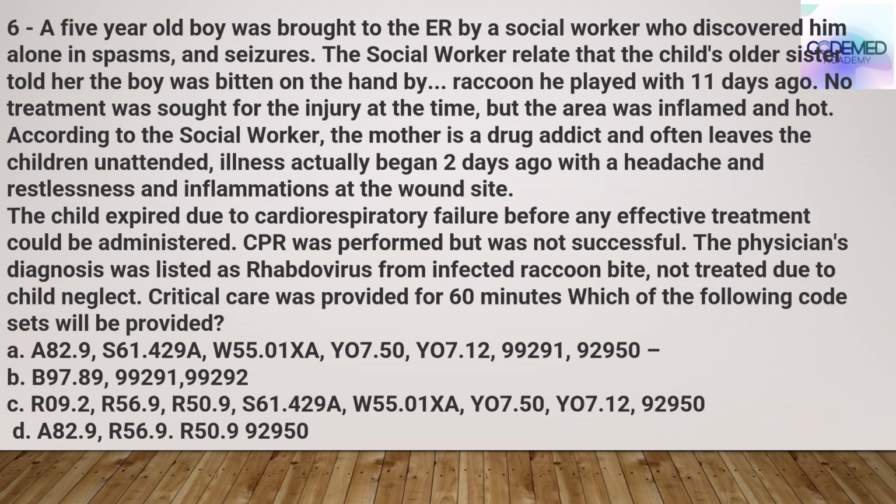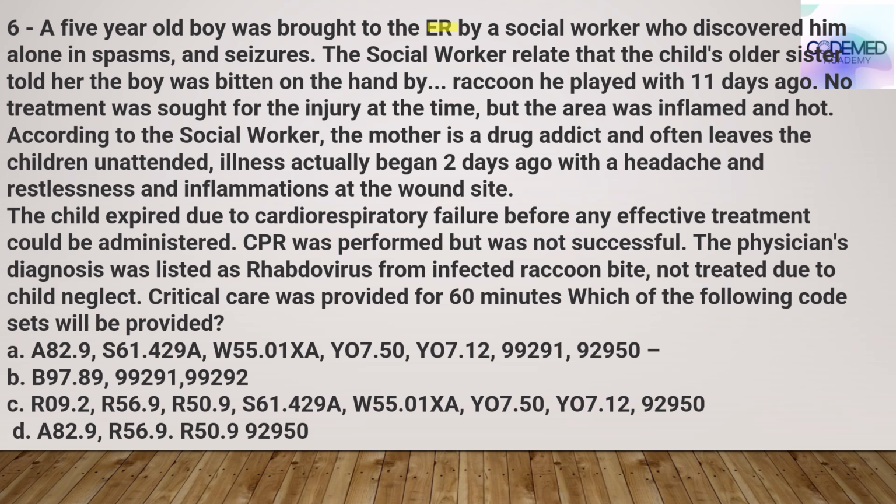Now this is a case report, very important. A 5-year-old boy was brought to the ER by the social worker, who discovered him alone in spasm and seizure. The social worker relayed that the child's older sister told her the boy was bitten on the hand by a raccoon he played with 11 days ago. No treatment was sought for the injury at the time, but the area was inflamed and hot. According to the social worker, the mother is a drug addict and often leaves the children unattended.